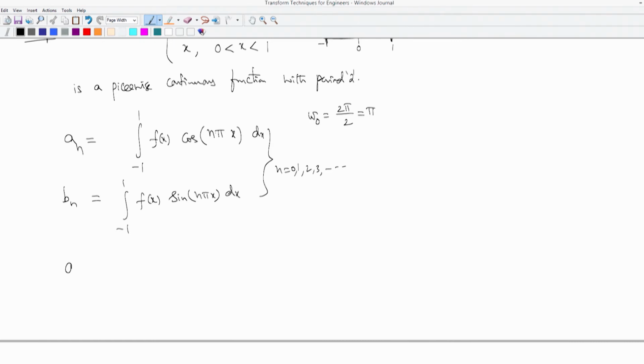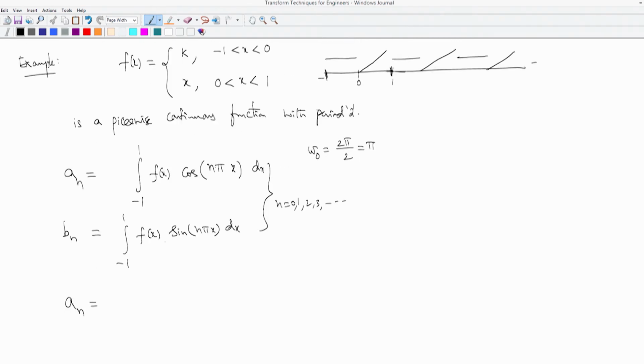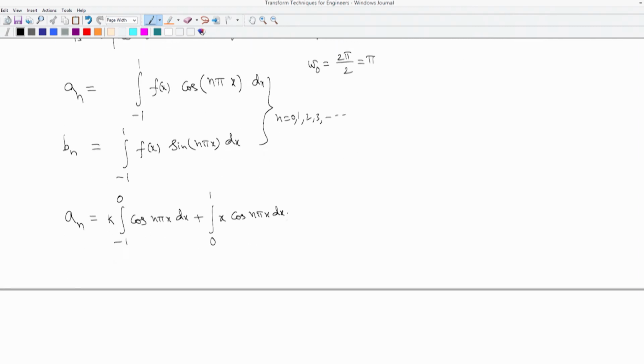So let us calculate what this a_n is. So a_n equals, so you have -1 to 1, k is a constant, and you have cos n pi x dx. From -1 to 0 is this value, plus 0 to 1, and you have x cos n pi x dx. That is my a_n. n is running from 0, 1 to 3 onwards.